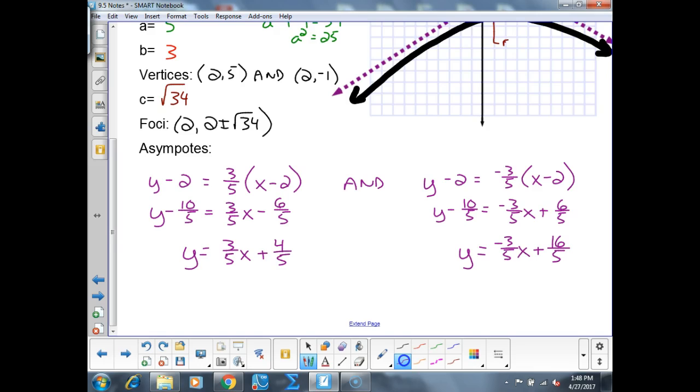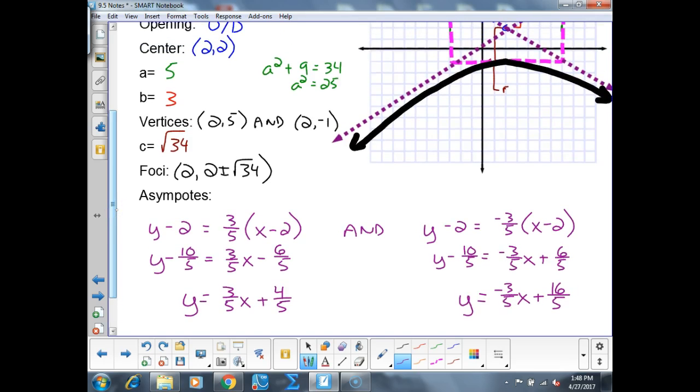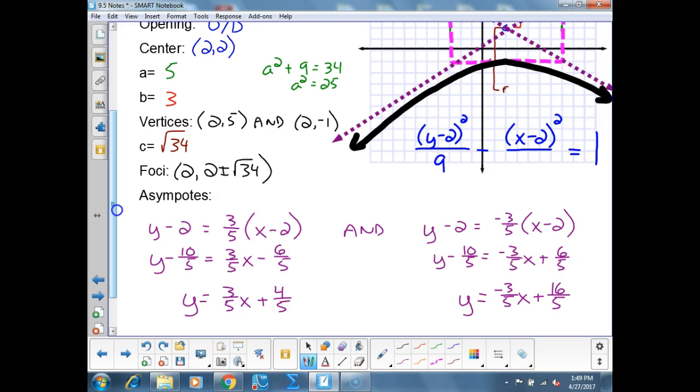Okay. Last thing we've got to do then is make our equation. x squared or y squared first? y squared. Up down is y squared first, isn't it? Yeah. So it's y minus 2 quantity squared minus x minus 2 quantity squared. What goes under y? 9. What goes under x? 25.